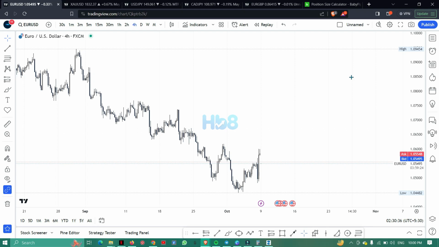Hello guys, welcome to another episode of getting to know how to calculate the right lot size just in TradingView, and this time around for all pairs.